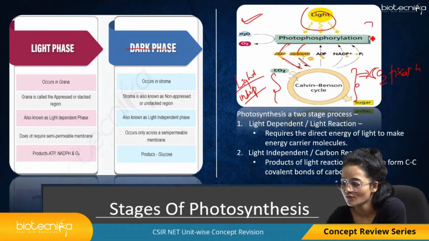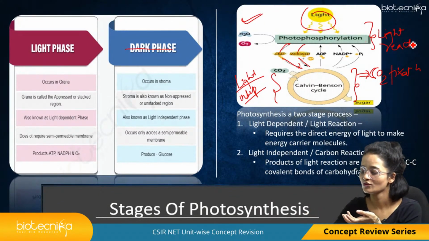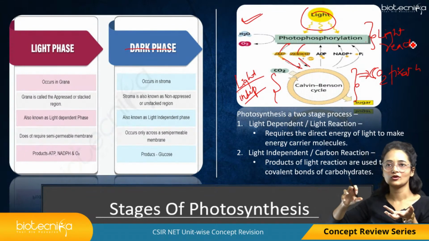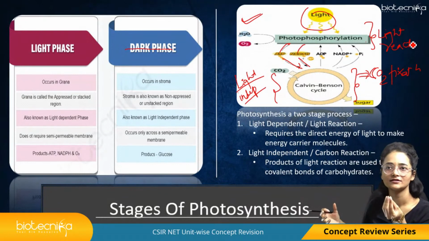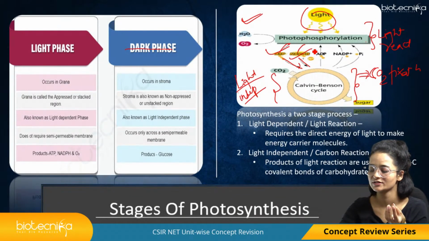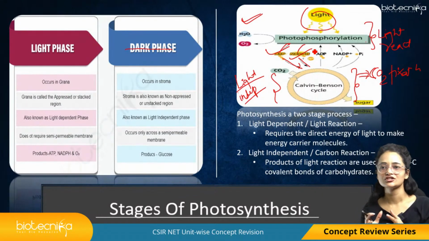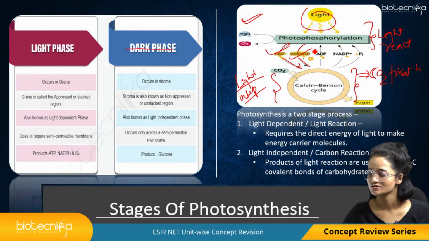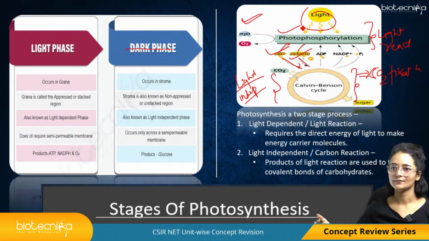So what happens? Photophosphorylation is the light reaction. This is the light dependent reaction, and in photophosphorylation, the water molecule is split and oxygen is evolved. The end products of the light reaction, ATP and NADPH, are utilized in the light independent reaction, where the Calvin cycle takes place, carbon dioxide fixation occurs and the sugar molecule is formed, right? So these are the two stages. Photophosphorylation is the light reaction and the Calvin cycle is the light independent reaction, right?